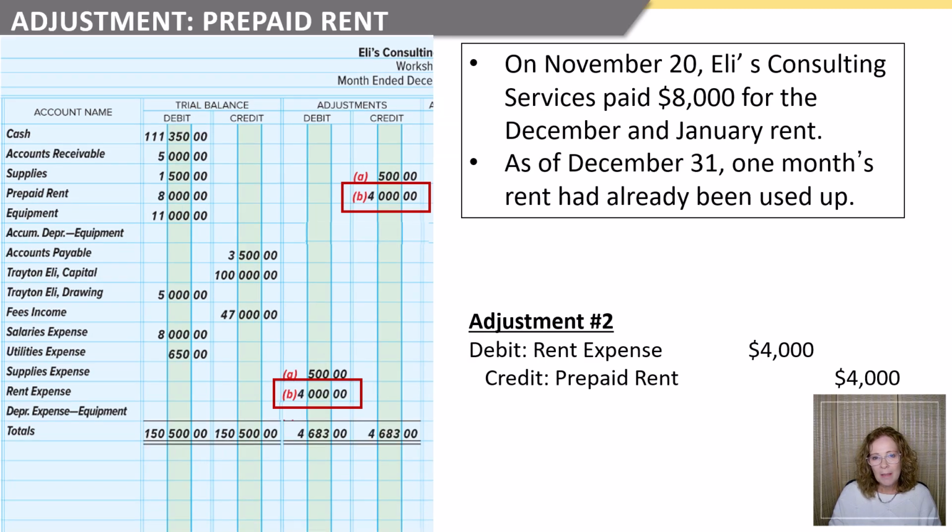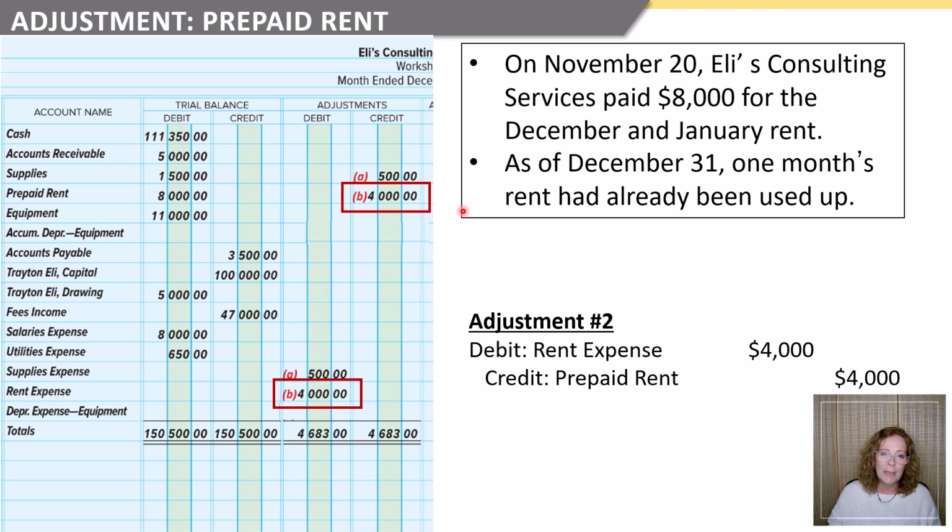On November 20th, Eli's Consulting Services paid $8,000 for the December and January rent. We recorded it as prepaid rent, and we can see the account prepaid rent is still showing $8,000 in the trial balance column. As of December 31st, Eli's Consulting has used up the rent for December, and we now need to record it as an expense. Why? Well, the December rent portion is no longer an asset because Eli's Consulting has used the building the entire month. Let's analyze this transaction.